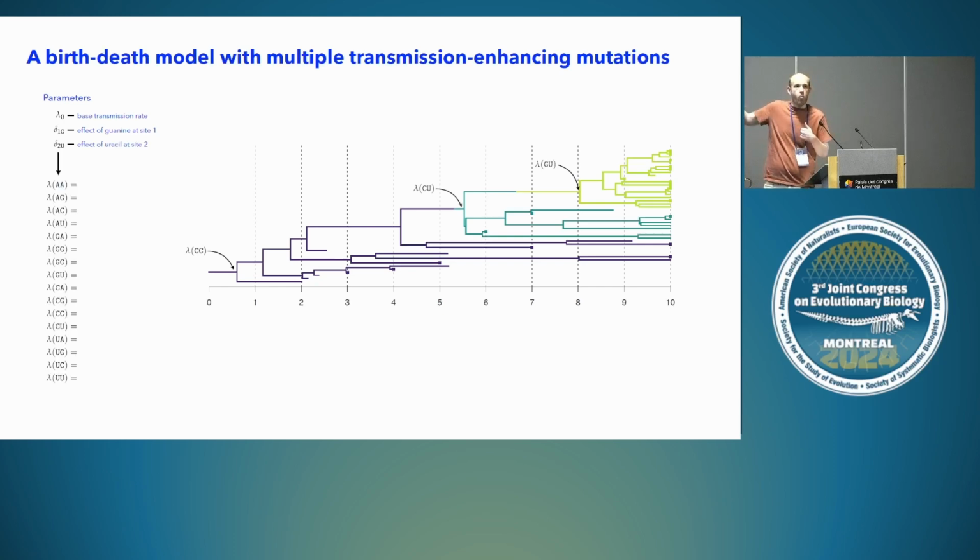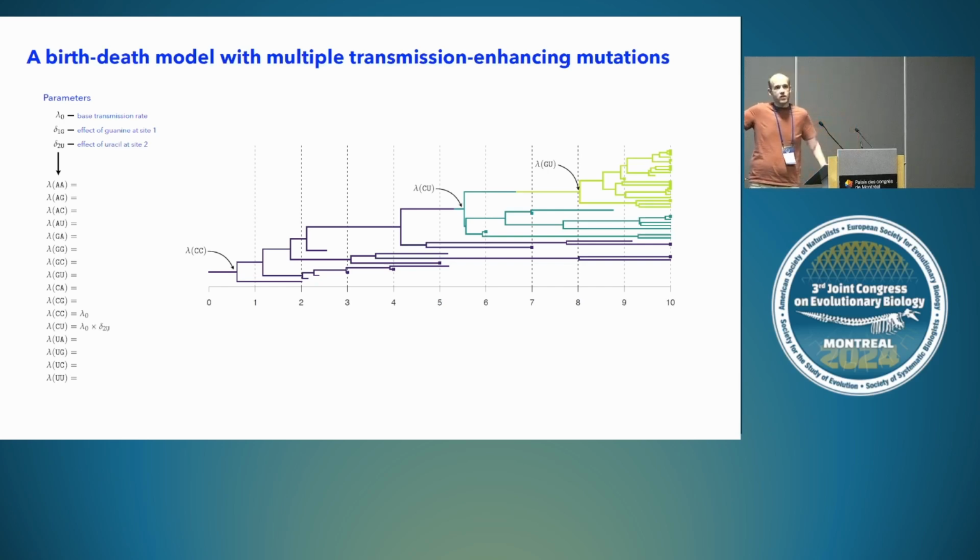We enumerate all possible combinations of nucleotides, and then we fill in what the transmission rate is for each of those nucleotides based on what the TEMs are, right? So in this case, is that CC? I can't actually see it from here, I'm nearly blind, but I think that's CC. And it has no TEMs, so it has the standard transmission rate.